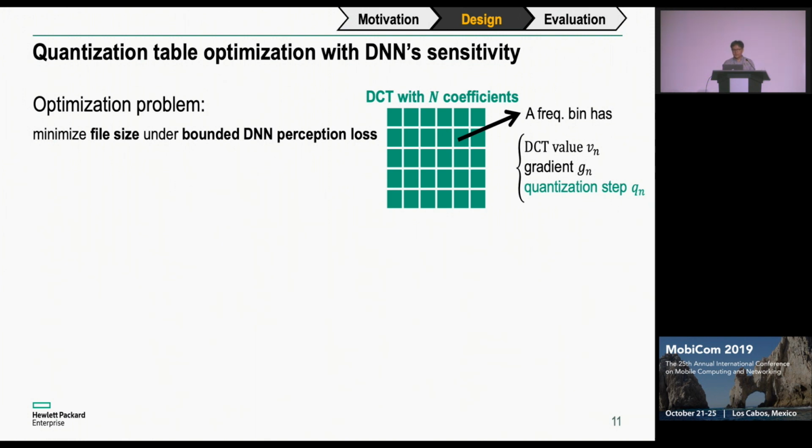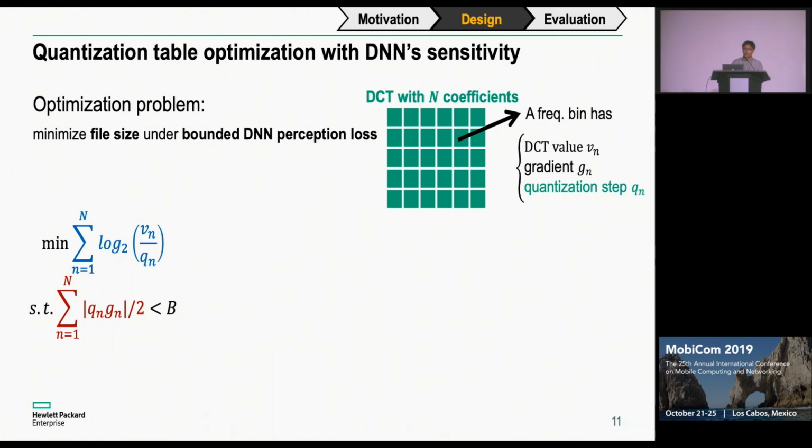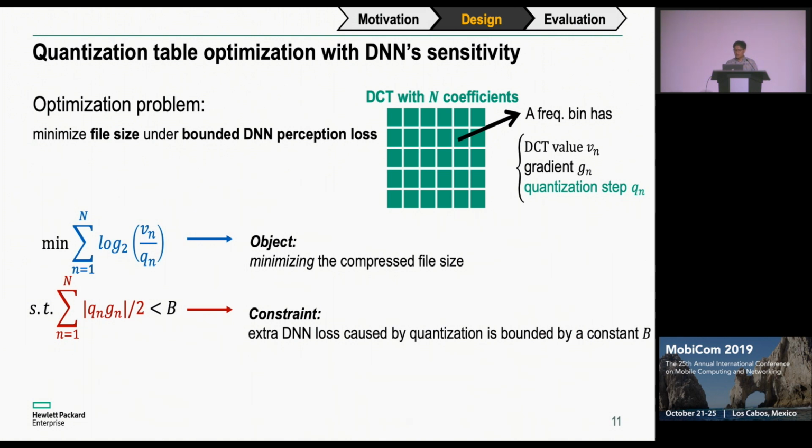In Grace, we extend this to include not only the DCT value, but also the gradient from our sensitivity map, and try to customize the quantization step to produce a quantization table. Now we can formulate this as an optimization problem. I'm not going to explain the details, but our objective here is to minimize the file size through this quantization, subject to a constraint that the extra DNN loss caused by this quantization should be bounded by a given constant B.